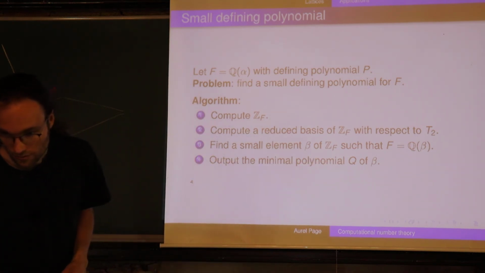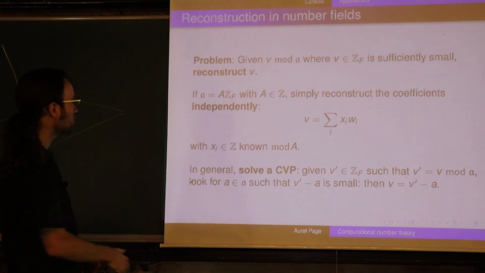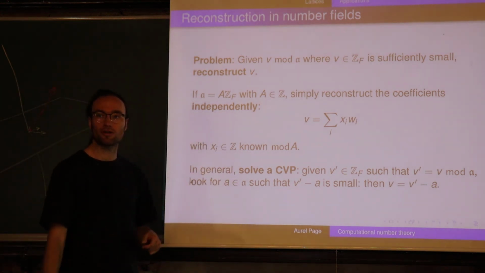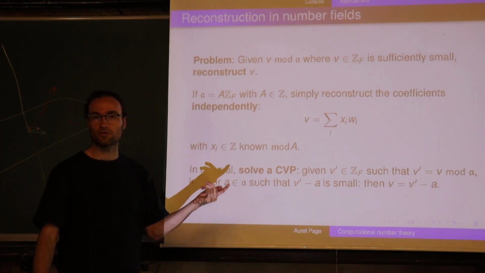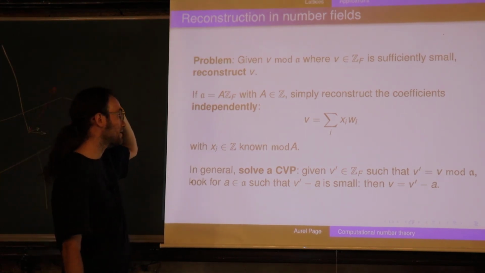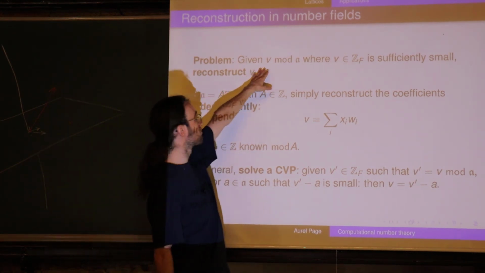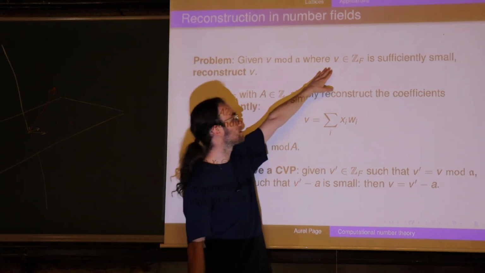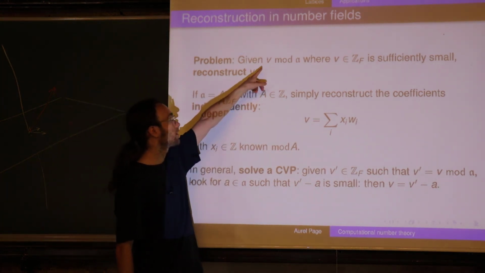Okay, some other application, again in algebraic number theory. So recall that we talked about reconstruction of various types of numbers: integers, rationals, polynomials, rational fractions. You can also use lattice algorithms to do it in number fields. So if you're given an element modulo an ideal, let's say that it's in the ring of integers, and you know something about its size, that it's reasonably small, and you want to reconstruct the actual V.